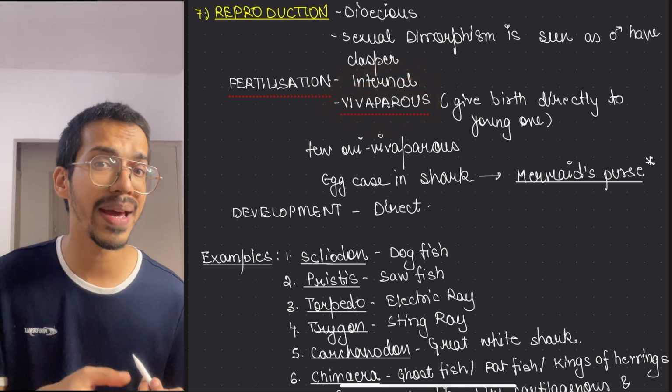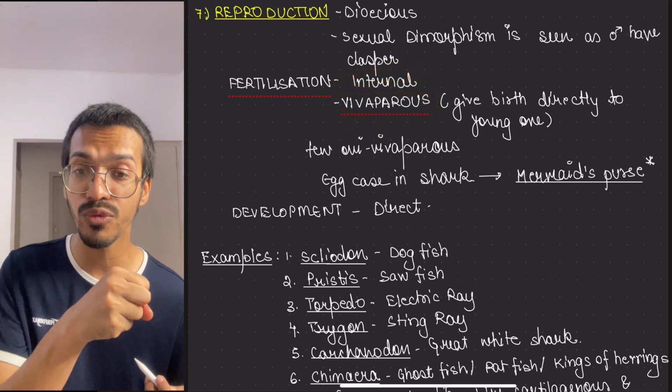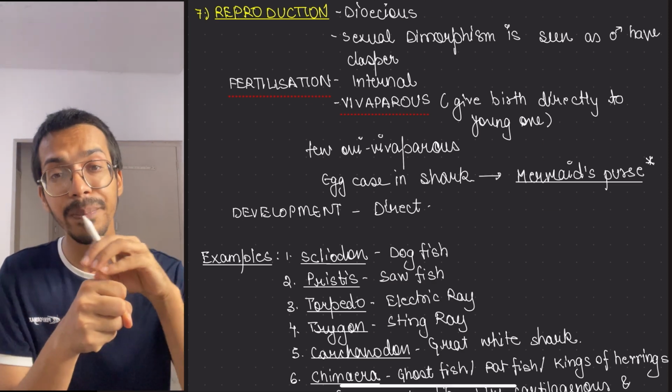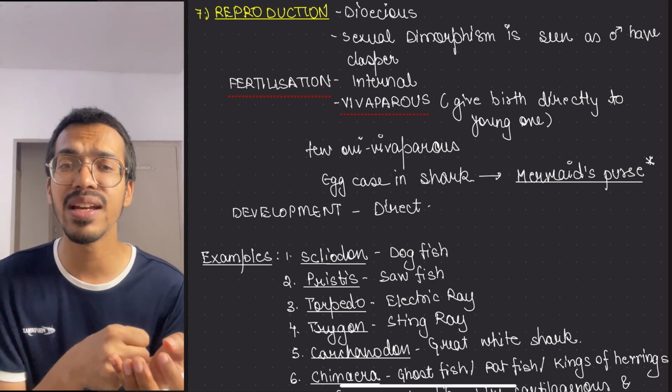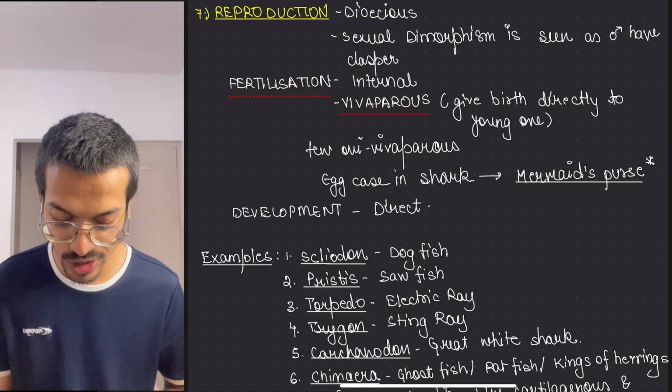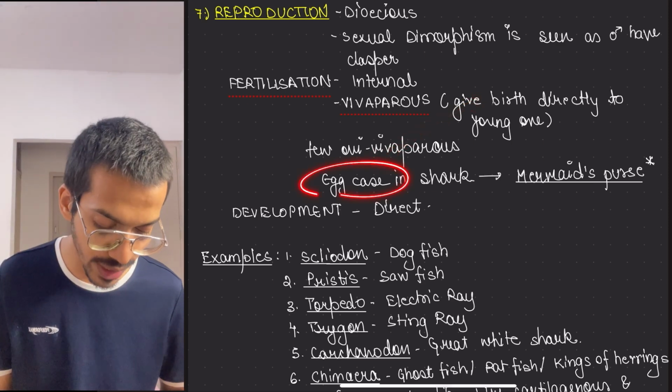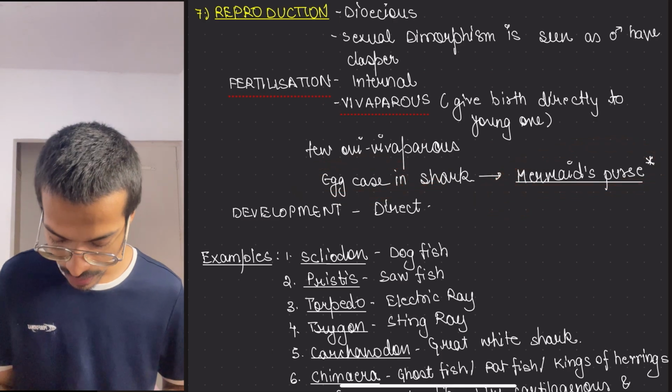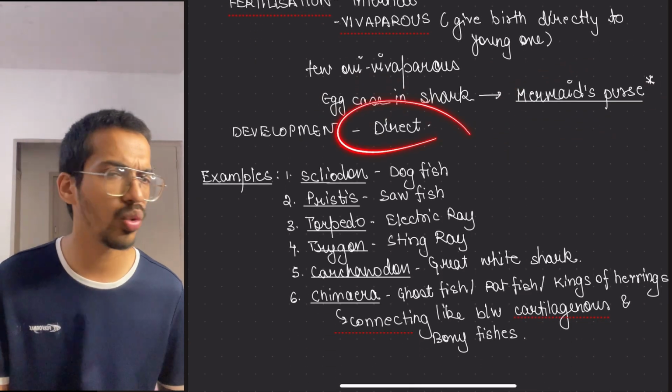Some are ovoviviparous. Ovo means in their body egg is formed. Inside the egg the baby will grow, but at the time of birth the egg will break and the baby comes out. So this also happens in them, which occurs in the case of shark. So we call it mermaid's purse in that. Okay, that development is direct. There is no indirect stage.